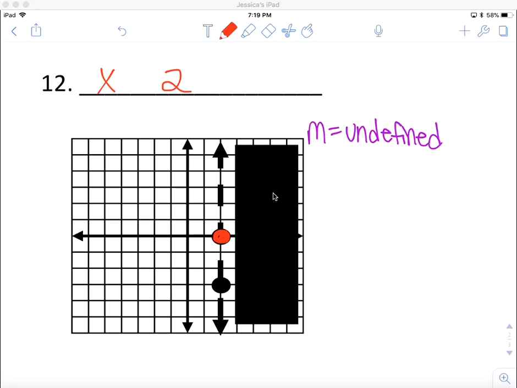Well, I have a dotted line, so I know it's either going to be less than or greater than. We don't underline our signs for dotted lines. The x values get bigger as you move to the right. Since I am shading to the right of my line, and I know x's get bigger to the right, I am going to use greater than. So putting this together, the inequality for this graph is x is greater than 2.